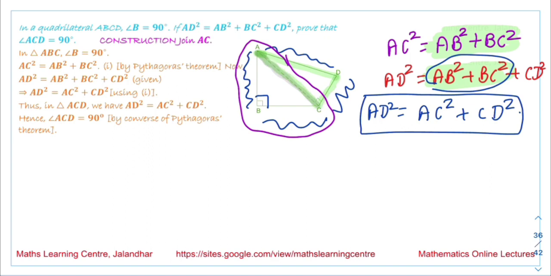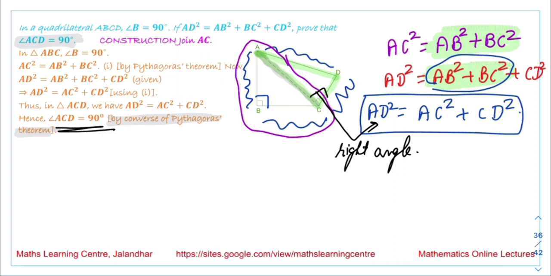is equal to AC square plus CD square. It means this triangle is a right angle triangle. This is the right angle over here, and this is what we have to prove, that this angle ACD is of 90 degrees. So this step of proof is by the converse of Pythagoras theorem.